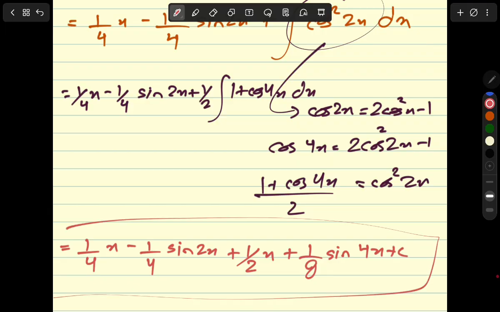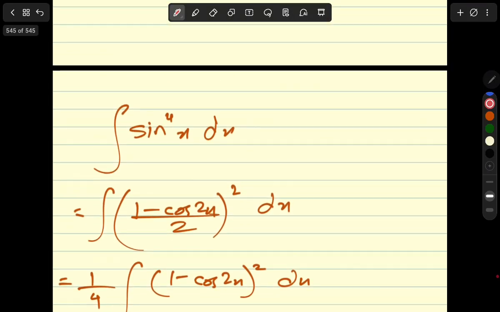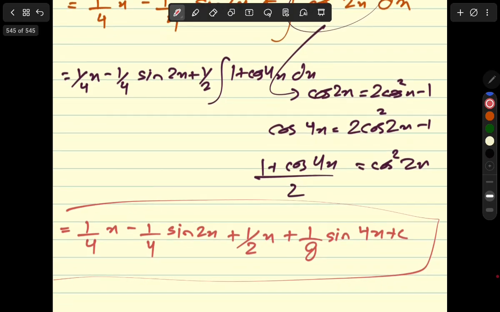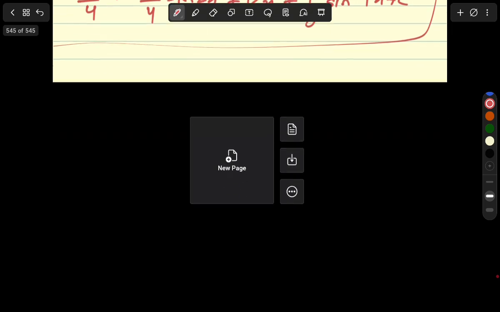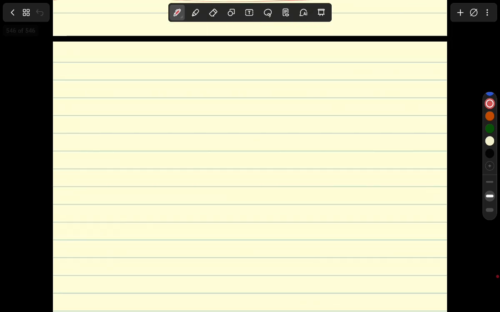And that right here is your answer for the integral of sine to the power 4x, right? So it is as simple as that. So the lesson is that whenever the powers are even, the reduction identities usually come before substitution. Okay, the reduction identities, which are the double angle formulas.